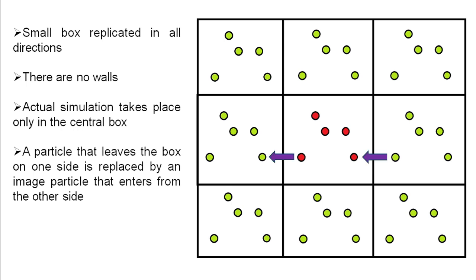Okay. So in this tutorial I have explained two concepts, that means ensembles and periodic boundary condition. Okay, so in the next tutorial I will be discussing a few other concepts.